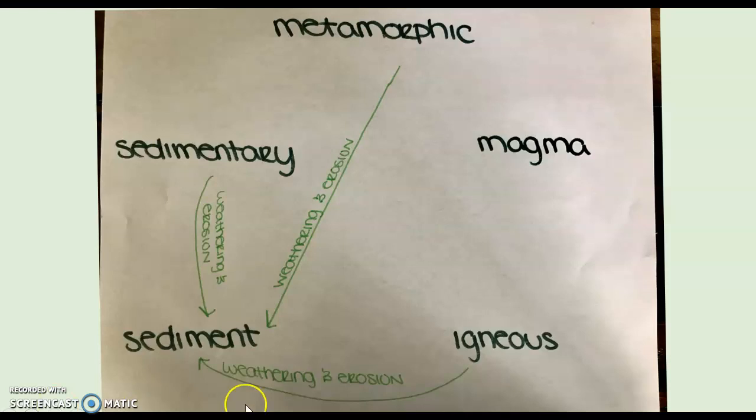So you can see on the screen that you have igneous going to sediment, metamorphic going to sediment, and sedimentary going to sediment. And every time you have an arrow pointing at sediment, it's weathering and erosion because those rocks are being broken down into tiny little particles.